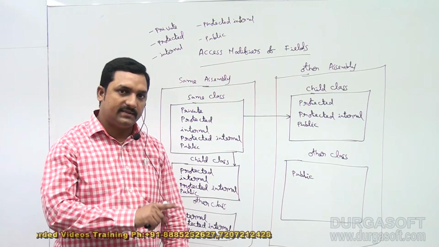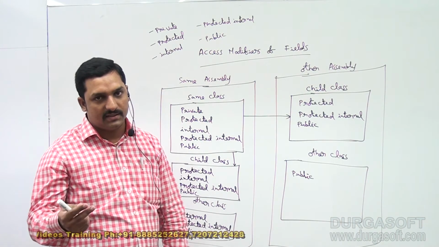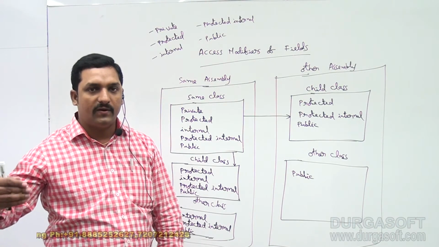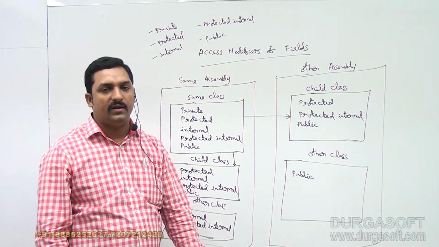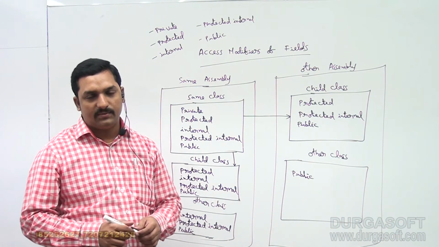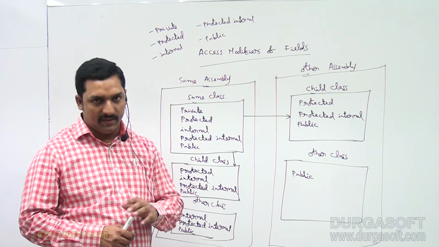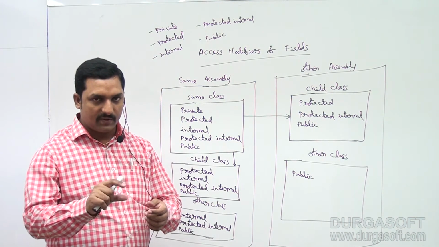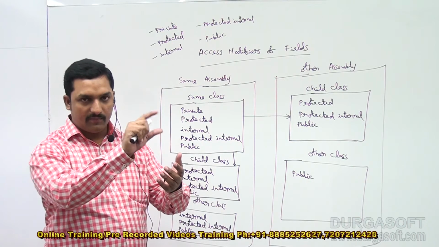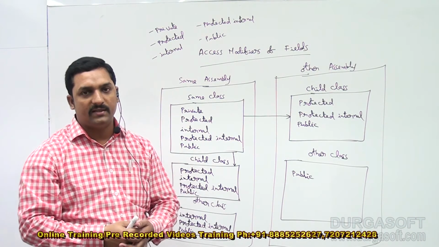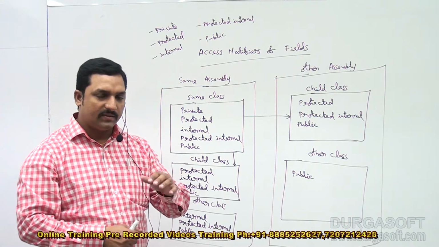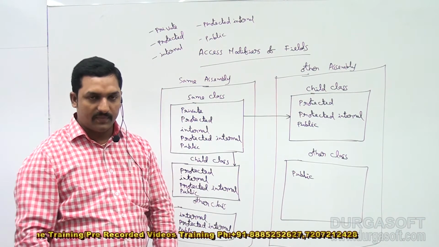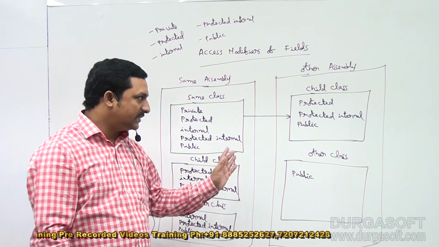Access modifiers for the class are different, for the fields are different, for the methods are different, for the constructors are different, for the destructors are different. For each, different access modifiers. Separately we have to learn, separately we have to remember. For the classes, how many access modifiers? Two only: internal and public. Default is internal. If you don't specify any access modifier for the class, and just write the class name, which access modifier is applied? Internal. What is the meaning of internal class? That internal class is accessible within the same assembly only, not in other assembly. Public class means accessible in the same assembly plus other assembly also.